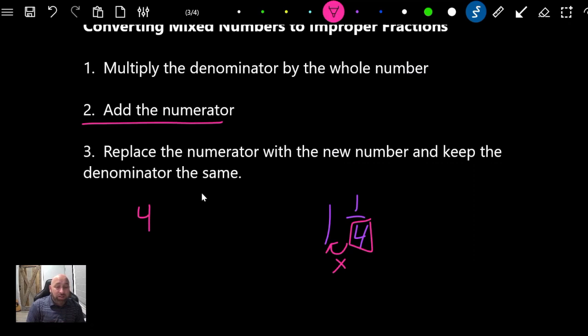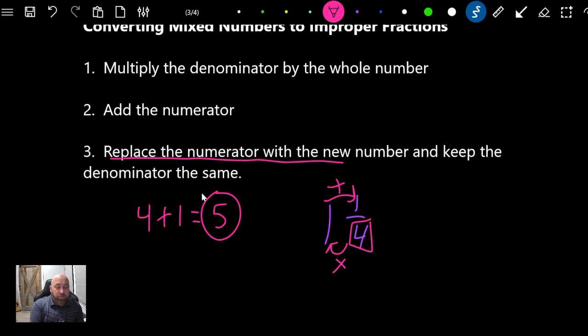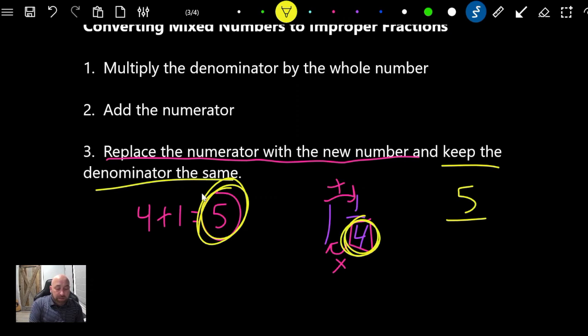Now we're going to add the numerator. So now I go here and we're going to add this. So plus 1. So 4 plus 1 equals 5. Okay? Now what do we do with that 5? Check out step number 3. Replace the numerator with the new number. Okay? So now my numerator is this new number that I got. So there's my numerator. And keep the same denominator. What was my denominator? It was 4. So my denominator is going to be 4. So there we are back to 5/4.